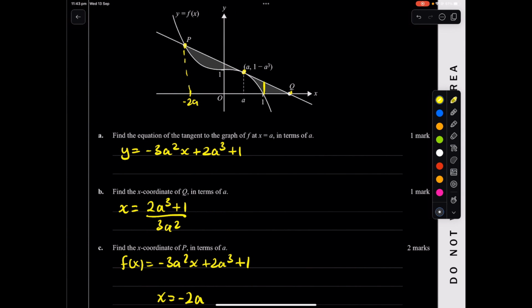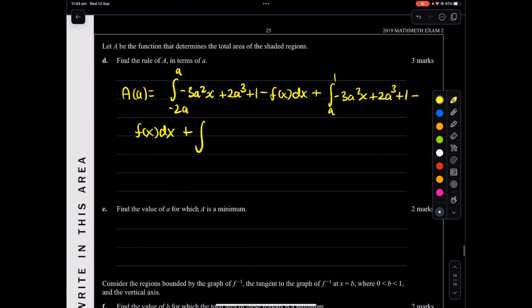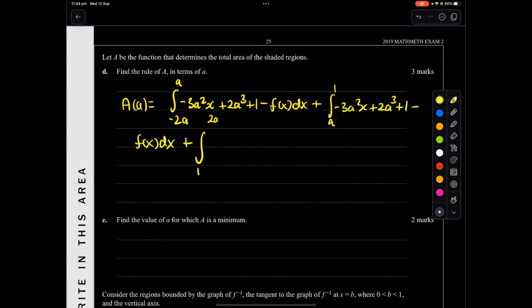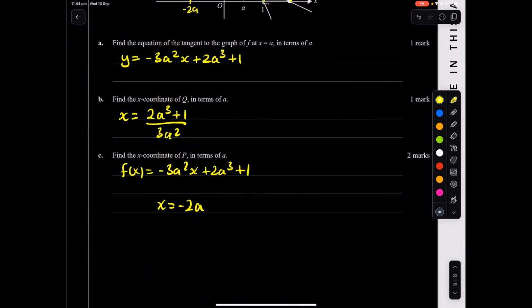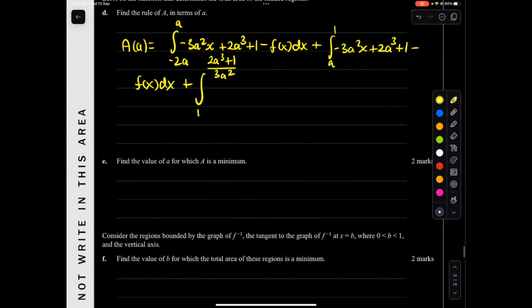from 1 to Q, which Q is what? The x coordinate of Q is this. So from 1 to 2a to the power of 3 plus 1 all over 3a squared of the function negative 3a squared x plus 2a power 3 plus 1 dx. And that should give us our A of a, our rule.